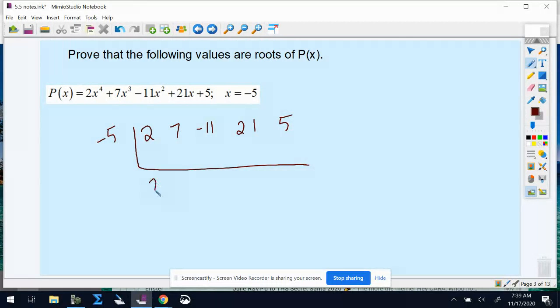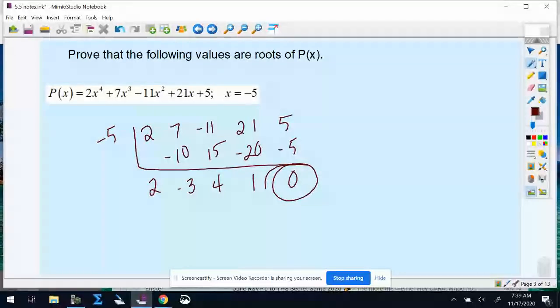So I'm going to drop the 2 down, multiply, add, multiply, add, multiply, add, multiply, add. And right here, that's the proof. The proof is actually just your final remainder. If you get a 0 remainder, you have successfully proven that it is a root. If you get anything that's not a 0 remainder, you're proving that it's not a root or a solution, or that you did something wrong and you need to go back and fix it.